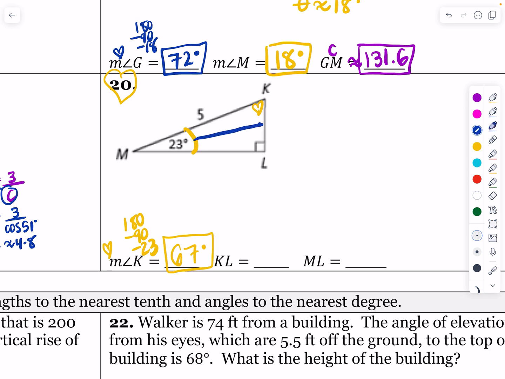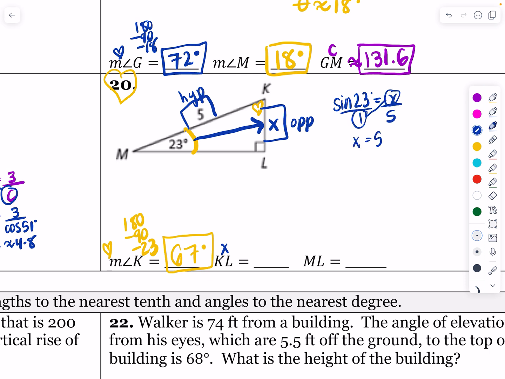So what is KL? KL, I'm going to put an X there. That is going to be my opposite over my 5, which is currently my hypotenuse. So I'm going to be using normal trig. That's going to be the sine of 23 degrees equals opposite over hypotenuse. We put this over 1, and we cross multiply. So X is going to be equal to 5 times the sine of 23 degrees. 5 sine 23 is equal to, let's see, what does this round to? It says to round to the nearest tenth. So that is going to be 1.95. That's going to round up to about 2.0.